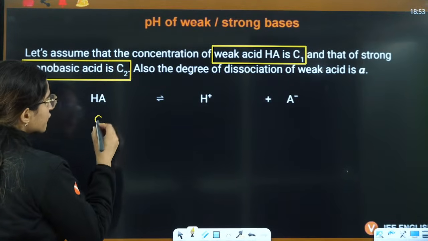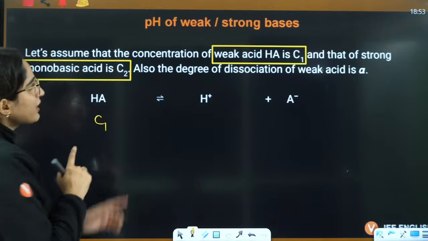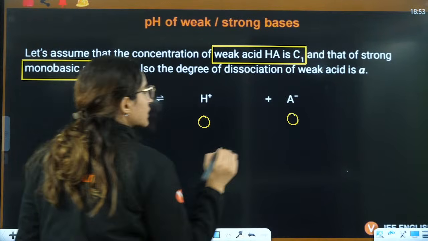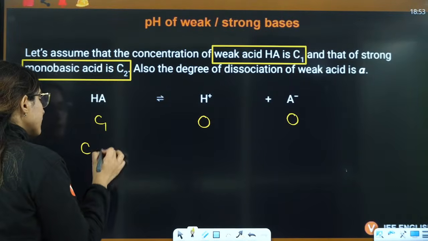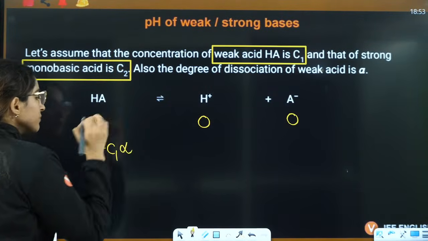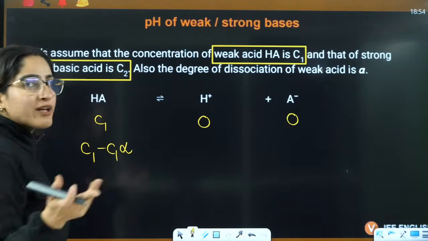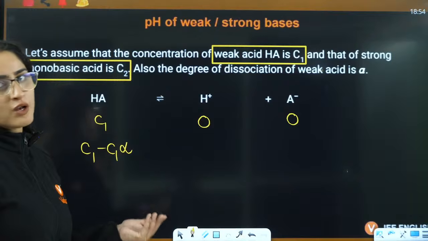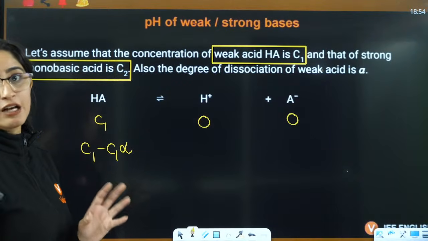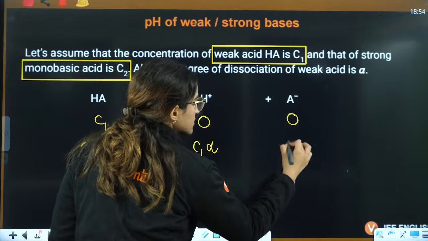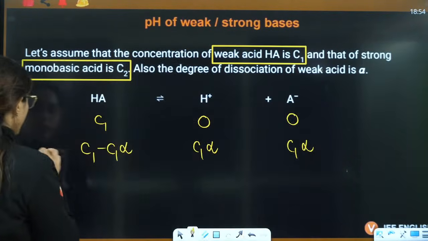Let's say they have asked us to take C1. The weak acid concentration is C1. Initially the products are 0 and 0. At equilibrium the acid will be C1 minus C1 alpha, where alpha is the degree of dissociation of the weak acid. A strong acid is 100% dissociated, so alpha will be 1 there, and we are not taking alpha for the strong acid. So the products are C1 alpha at equilibrium.